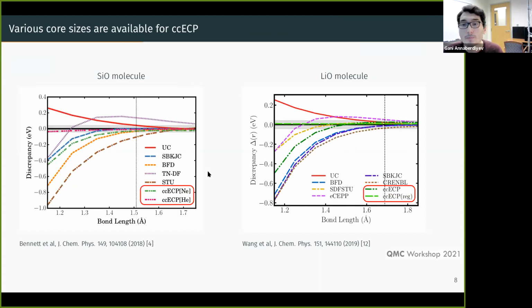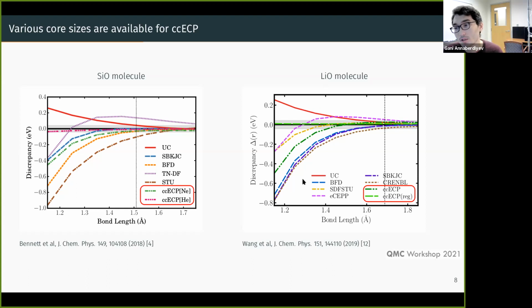Some more examples. This is silicon oxide and lithium oxide, and I'm showing these graphs because in some of the cases, the errors are sort of large to our liking, so that we want to improve them further. So in this case, silicon oxide is shown with neon cores, where this is shown in green. And then there's the helium core, which improves the binding energy discrepancy so that it's always within the chemical accuracy. So two of these cores are presented, and it's available.